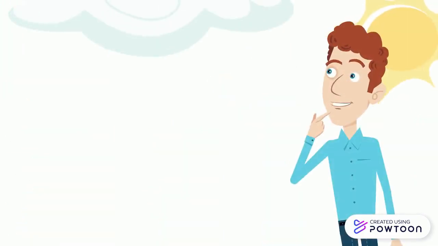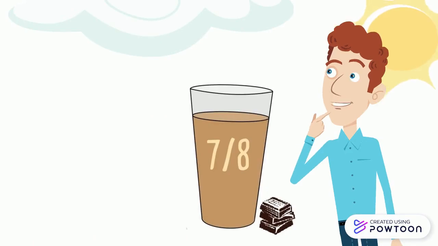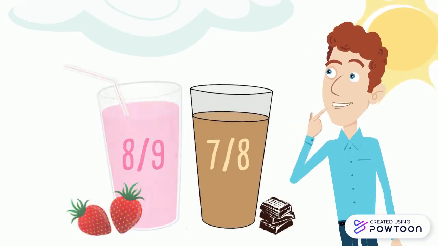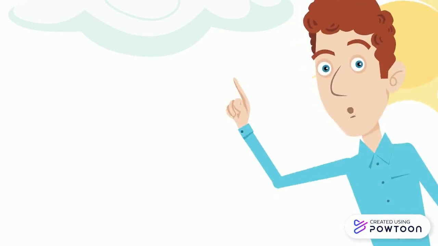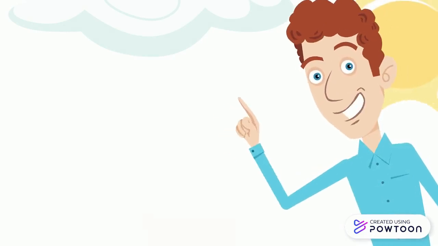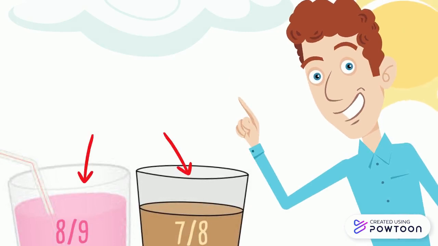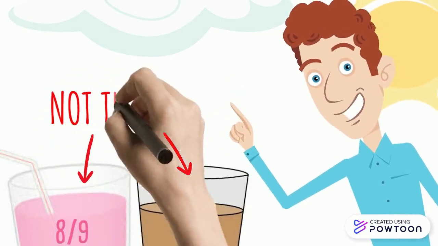All right, if I've got 7/8 of a cup of chocolate milk and I've got 8/9 of a cup of strawberry milk, which cup has more milk in it? They both got the same, don't they? They both need one more part to be full. Good try, Timmy, but no. Both cups might only need one part to be filled, but those parts are different sizes.